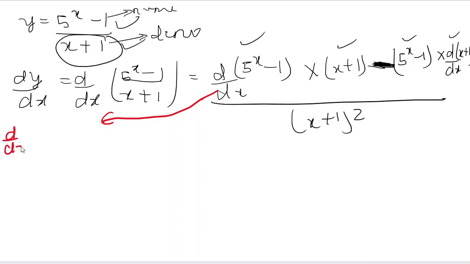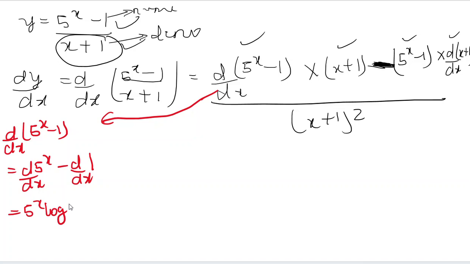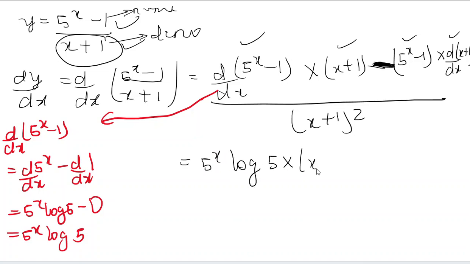So d by dx of 5 raised to x minus 1. I share the derivative inside because there are two things. Derivative of 5 raised to x is 5 raised to x log 5 and derivative of a number on its own is 0. So the answer is 5 raised to x log 5. So this will become 5 raised to x log 5 and this is x plus 1, minus this will become 5 raised to x minus 1.